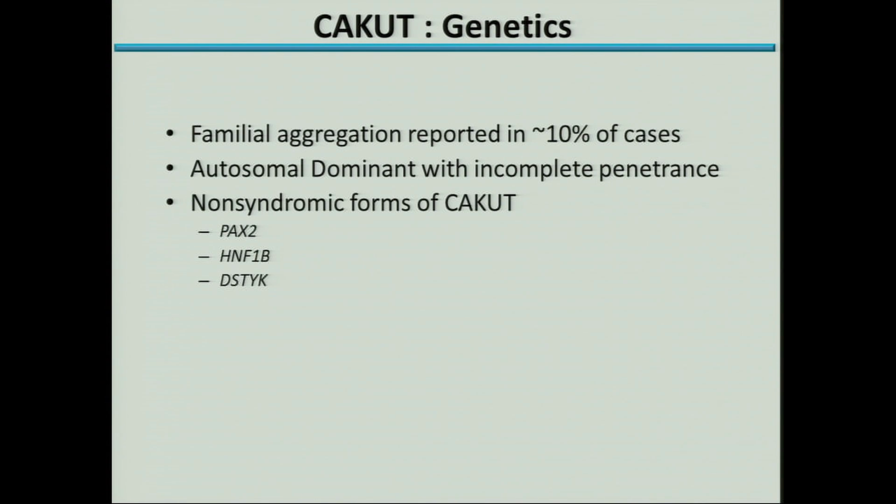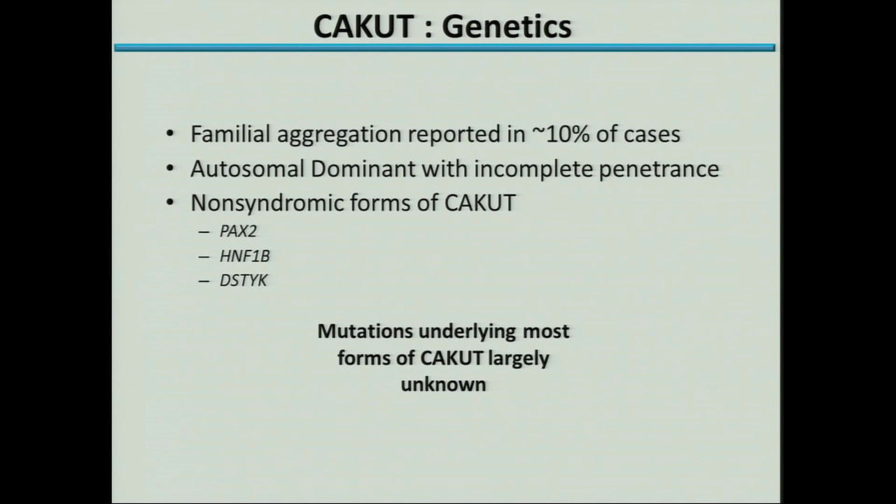But PAX2 is just a transcription factor. HNF1B is another transcription factor involved in the renal cyst and diabetes syndrome. And DSTYK codes for a dual specificity serine threonine tyrosine kinase, which is known to be a positive regulator of fibroblast growth factor in the developing kidney. So even though we know that CAKUT has a genetic component, mutations underlying isolated CAKUT have remained largely unknown.